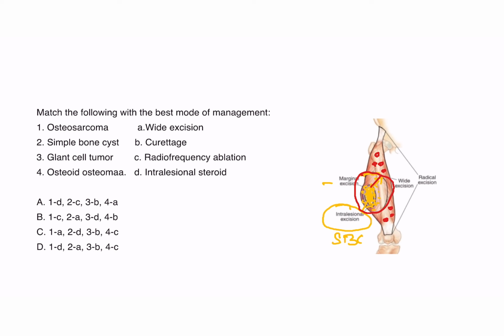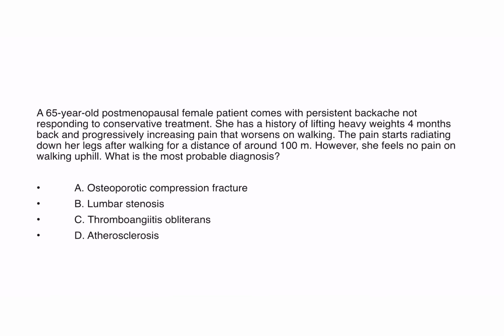In order to get rid of the satellite lesion, you need to do what is called a radical excision, which usually is an amputation. You're taking one whole compartment, and usually it ends up in an amputation, right? So that is what is called a radical excision. So osteosarcoma, usually you do wide excision, but still you will assess for satellite lesion, and if there is a satellite lesion, then you may need to consider sometimes a radical excision.